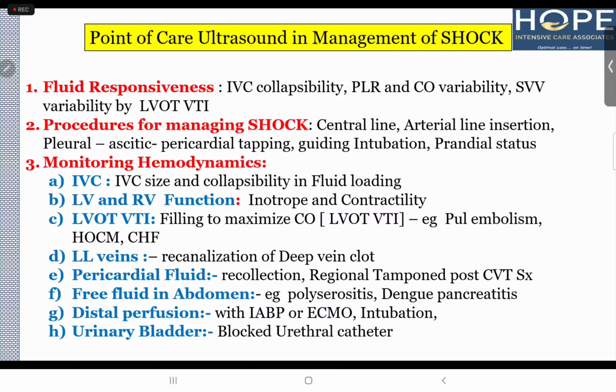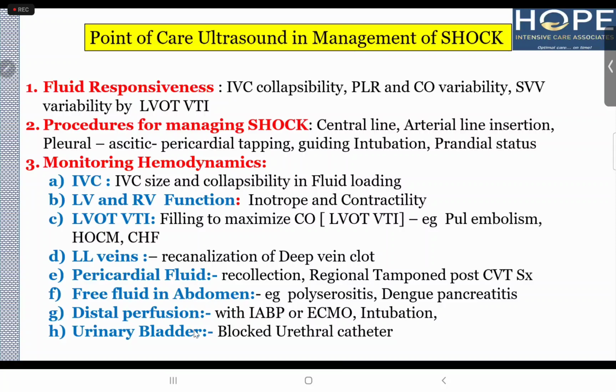Many patients having deep vein clot, the clot may get dislodged and you need to interpret accordingly. And that's the reason why you need to keep on looking periodically. Pericardial fluid can get recollected after tapping, or the patient may have regional tamponade, especially in patients having cardiothoracic surgery. So it need not be that the patient has fluid all around. You might have to pay attention to those variants as well. Though they are rare, it is not rare unless you look, if you keep looking for it.